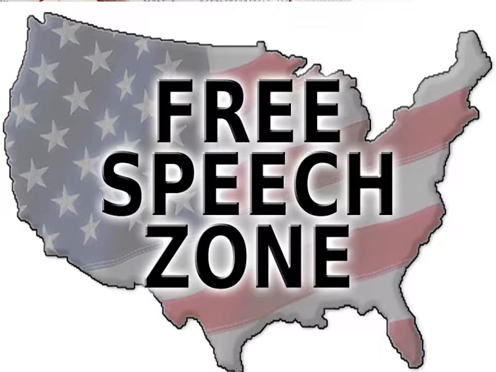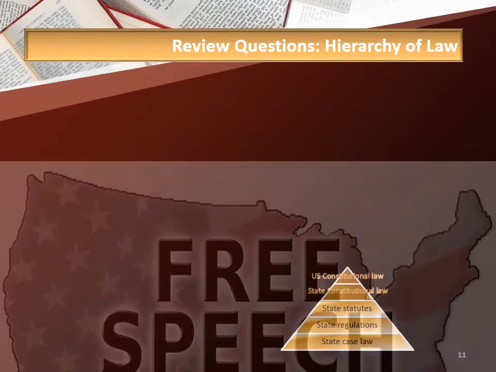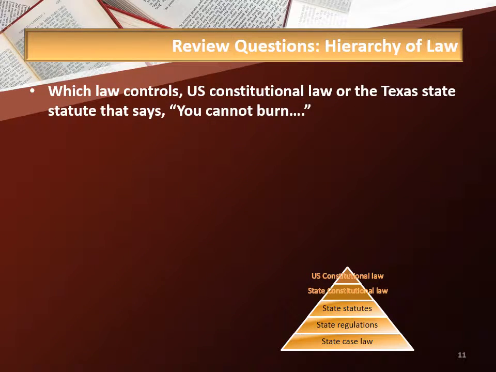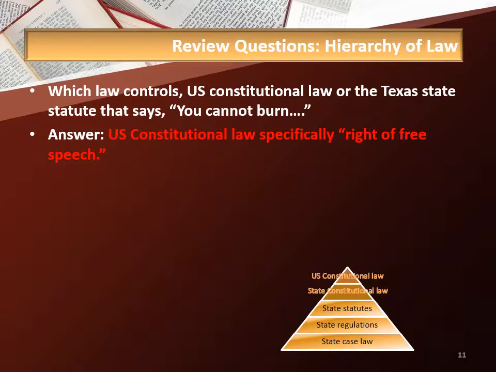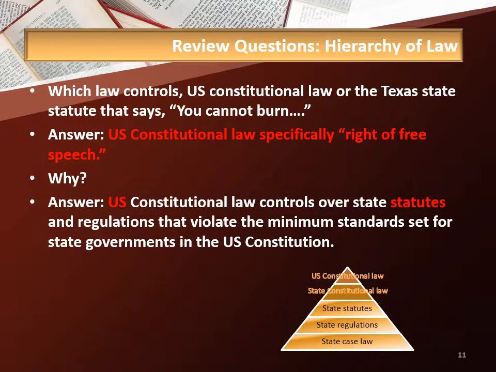Review questions. Hierarchy of law. Which law controls, U.S. constitutional law or the Texas state statute that says you cannot burn? Answer: U.S. constitutional law, specifically the right of free speech, which is guaranteed to the residents of the United States in the U.S. Constitution. Why? U.S. constitutional law controls over state statutes and regulations that violate the minimum standards set for state governments in the U.S. Constitution and the cases that interpret the U.S. Constitution, that is, U.S. constitutional law.